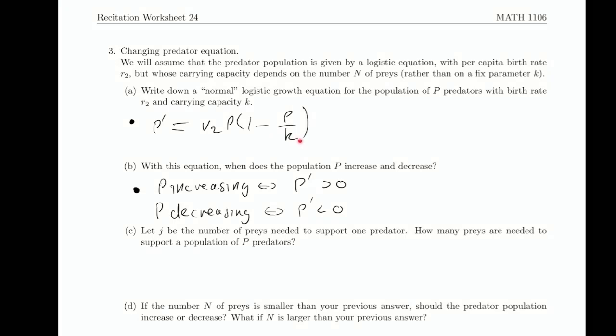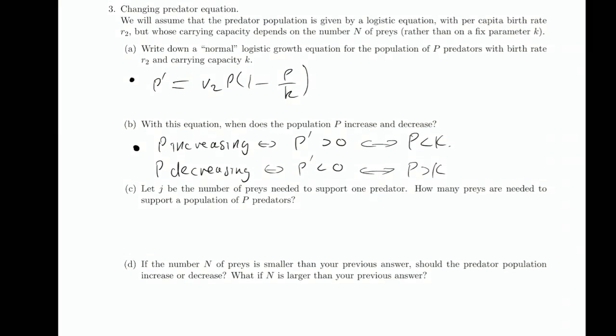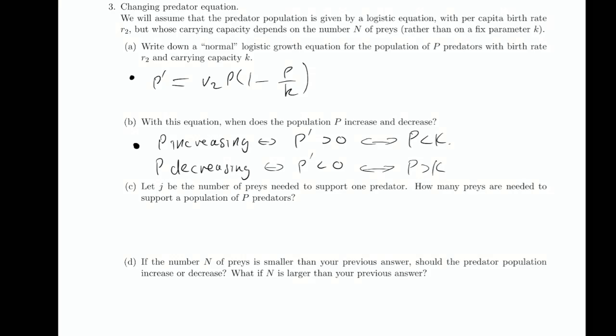And so if this part here is positive, it means that this part here is less than 1. The only time this part here is going to be less than 1, though, is when the numerator is smaller than the denominator. And so that's just going to correspond to the time where p is less than k. And likewise, the option where p prime is greater than 0 is going to correspond to when p is greater than k. And let's just think, from a biological standpoint, does this make sense?